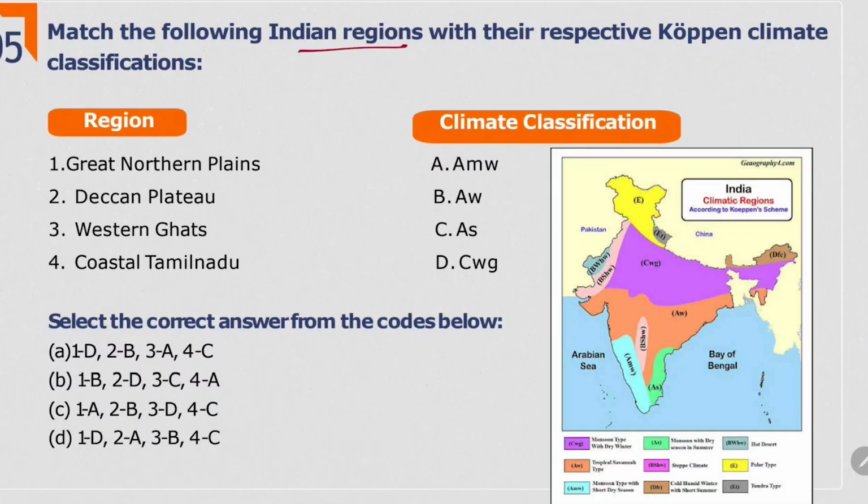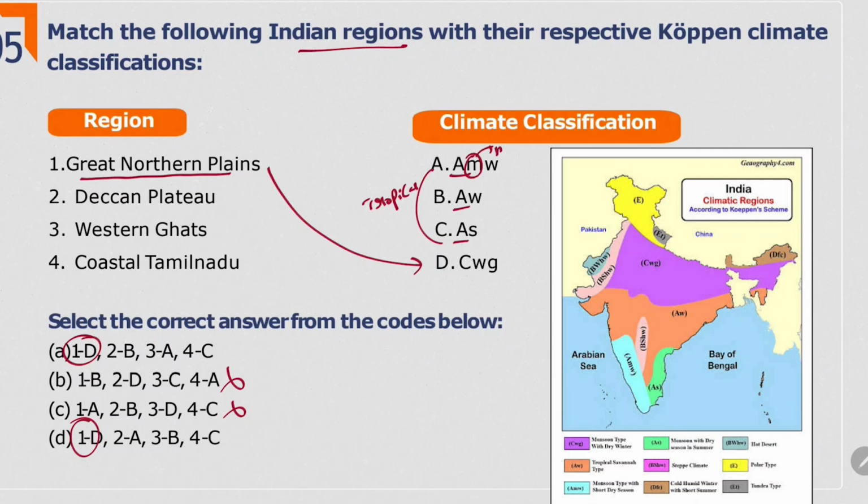Match the following Indian regions with the respective Köppen classification. Here in this question, they give specific regions and are asking to classify the climate. If you see, here they give Great Northern Plains. We have already discussed that Great Northern Plains doesn't have anything to do with tropical climate. But here capital A, capital A, capital A goes with tropical area. Right? So obviously option 1 goes with D. 1 is D. So we can eliminate B and C. And if you see, we have already discussed that M goes with monsoon.